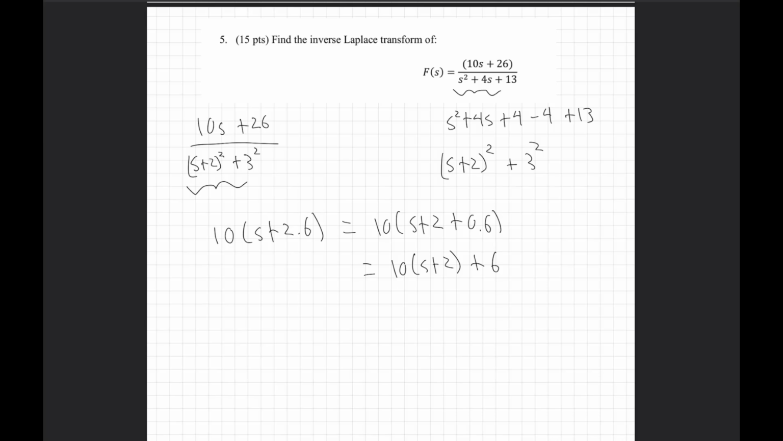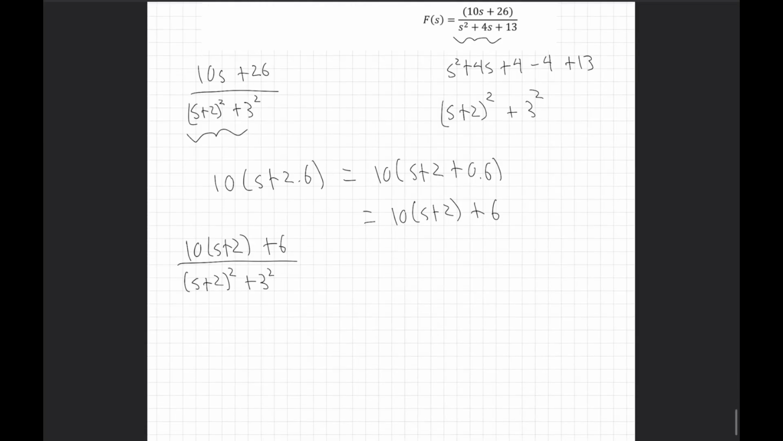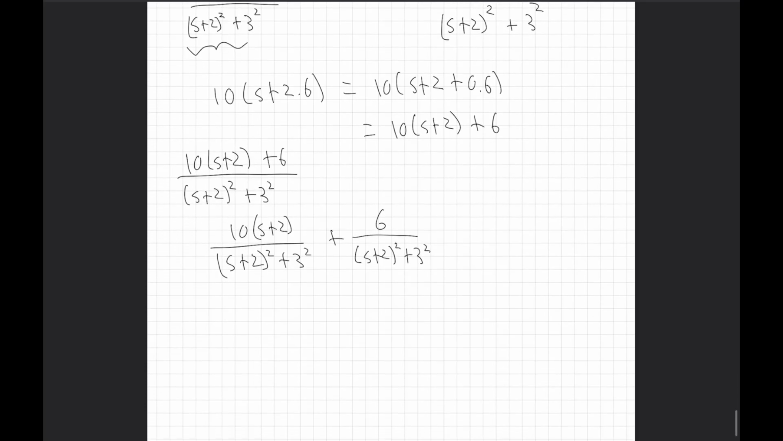So we get 10 times s plus 2 plus 6 all over the quantity s plus 2 squared plus 3 squared. So then if we separate this into two fractions, we get 10 times s plus 2 over s plus 2 quantity squared plus 3 squared, plus 6 over s plus 2 squared plus 3 squared. So this is looking very good. So this is very promising.